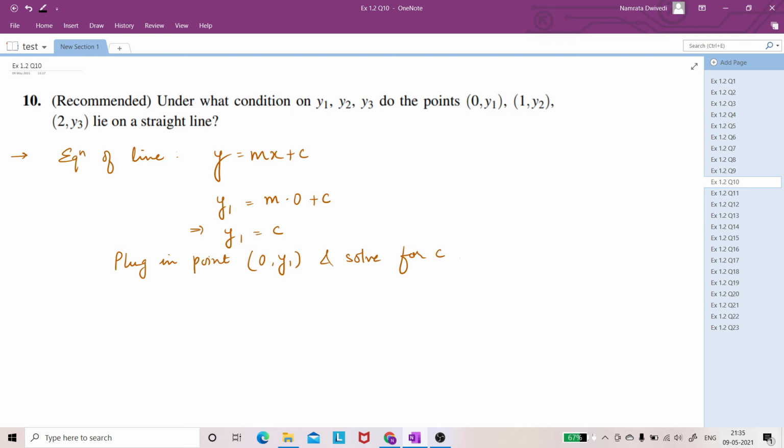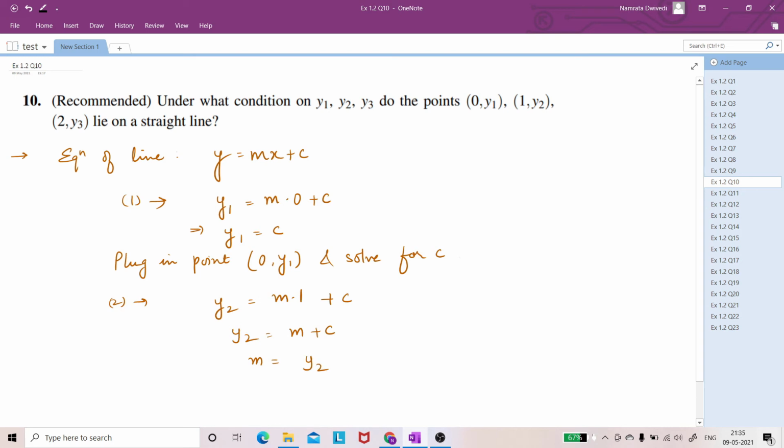Now let's take, this one was my first point. Now the second point comes as y2 is equal to m into 1 plus c. Let's take y2 is equal to m plus c. And what is m equal to?